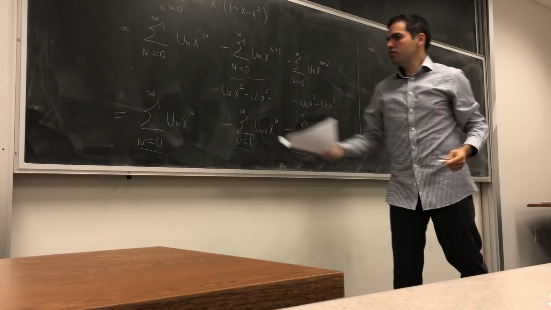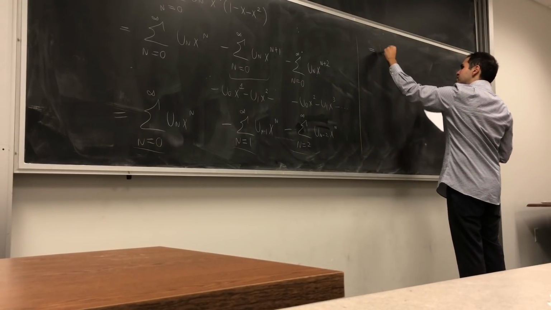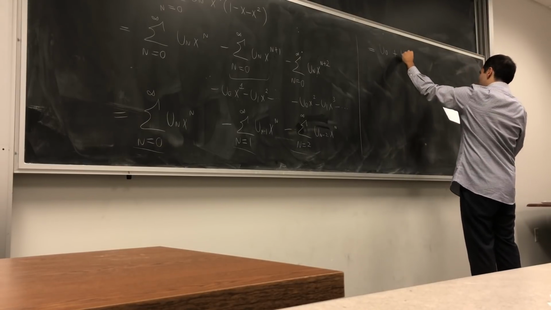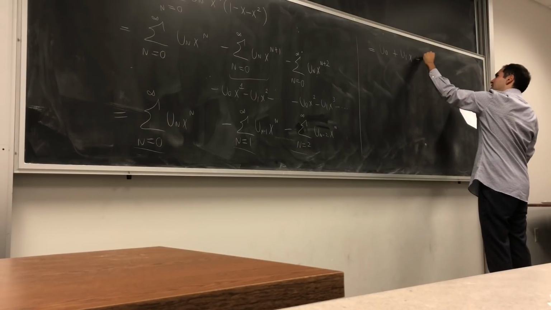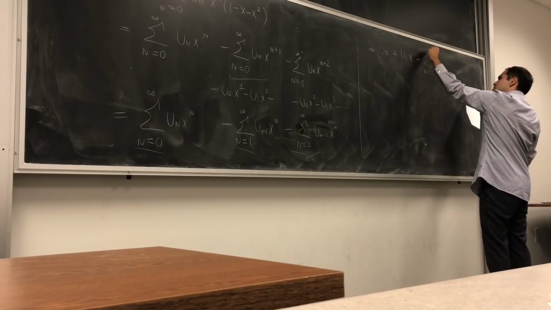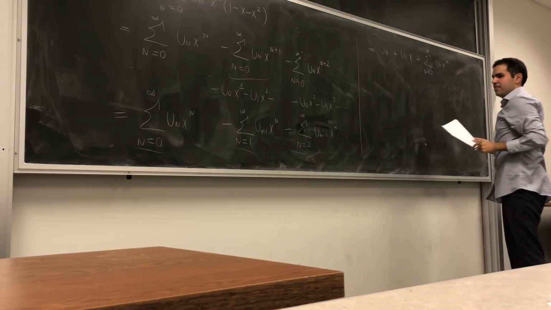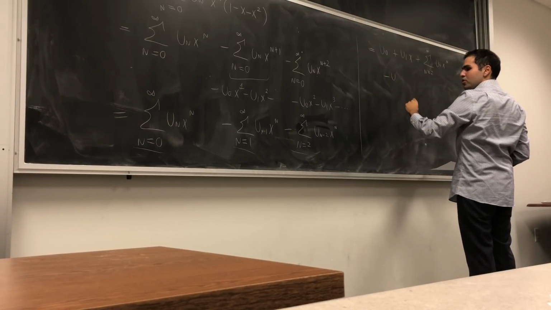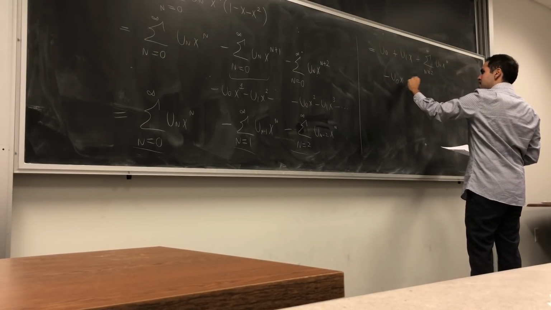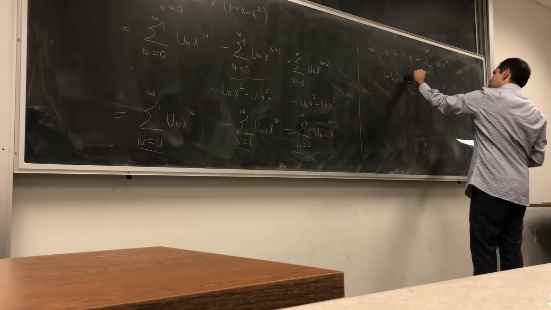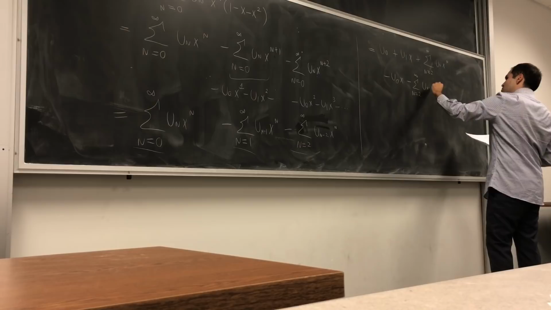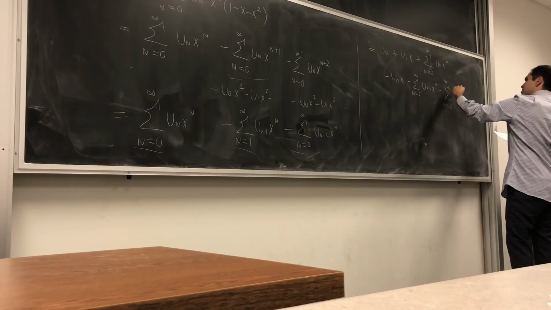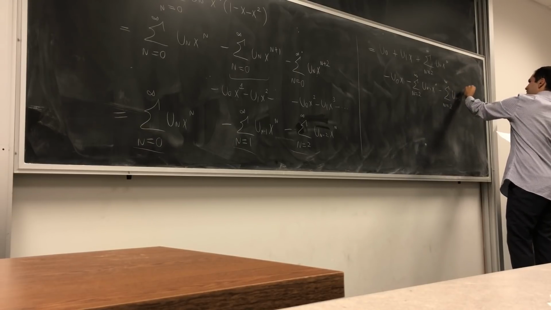So the n equals 0 term becomes u0 x to the 0, which is 1. The next term is u1 x, and then in fact the sum starts at 2: sum from 2 to infinity of un x to the n. And let's do the same spiel here. Okay, so minus u0 x minus sum from n equals 2 to infinity of un minus 1 x to the n. And finally the sum that we like here, sum from 2 to infinity of un minus 2 x to the n.